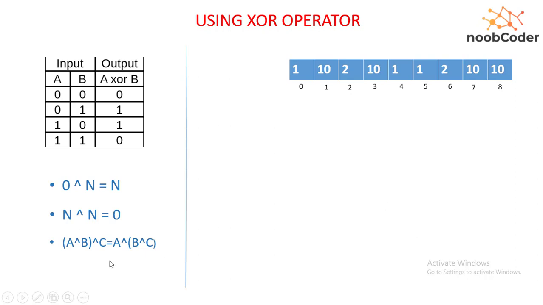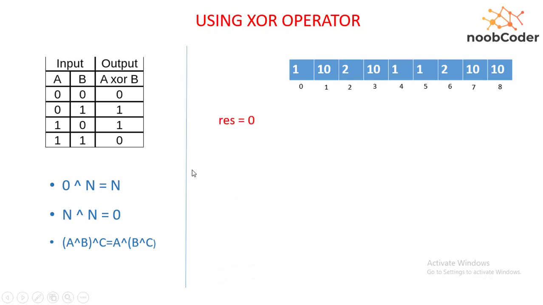That is, if we separately do XOR of A and B, and then do the XOR of the result with C, it will be equivalent to this approach. If we separately take XOR of B and C, and then do its XOR with A, these two are equivalent. So we can say that the XOR operator is associative in nature. So how can we apply this in our solution?